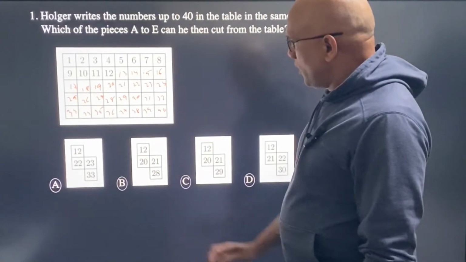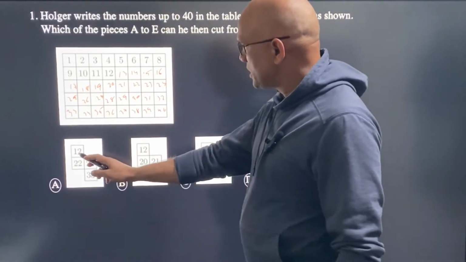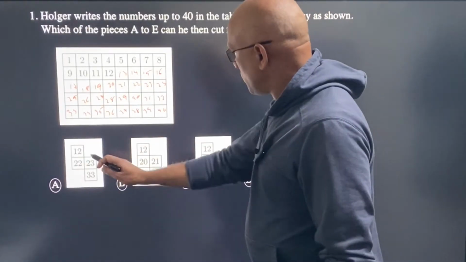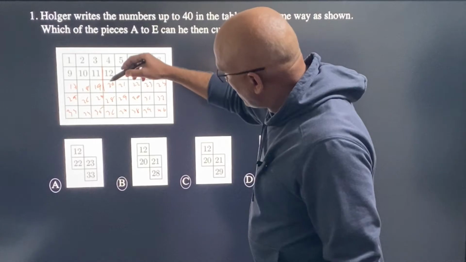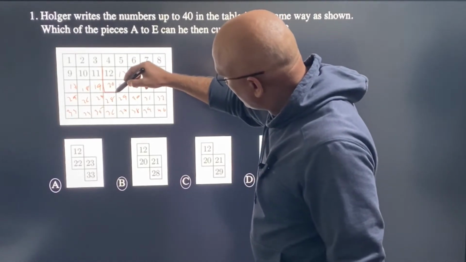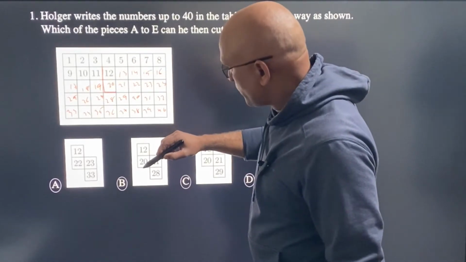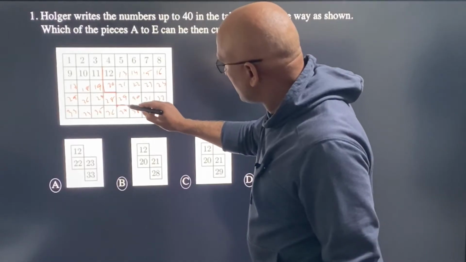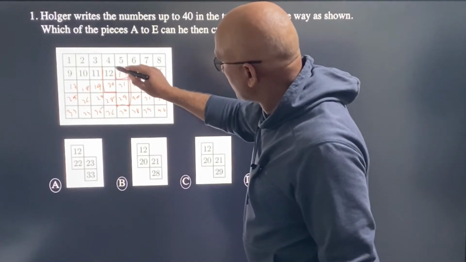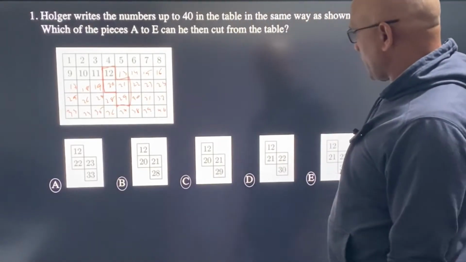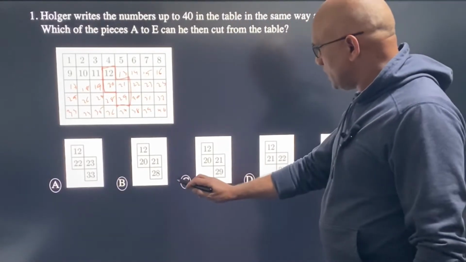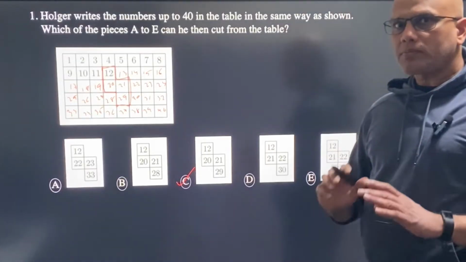Alright, now we can take a look. So we start with 12. So we are taking a piece like this and then going like this. So 12, 20, 21, 29. C is the correct choice.